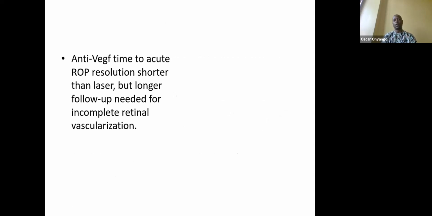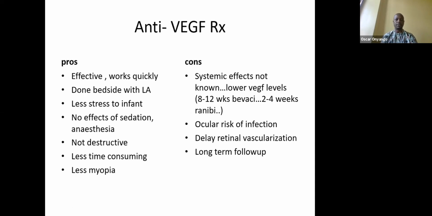Anti-VEGF time. We do follow-ups to ensure the blood vessels have reached the periphery of the retina. That's what I was saying. So if you have an avascular retina in zone 3, you'll consider laser depending on how much vascularity you see. Okay, so anti-VEGF, the pros and the cons.